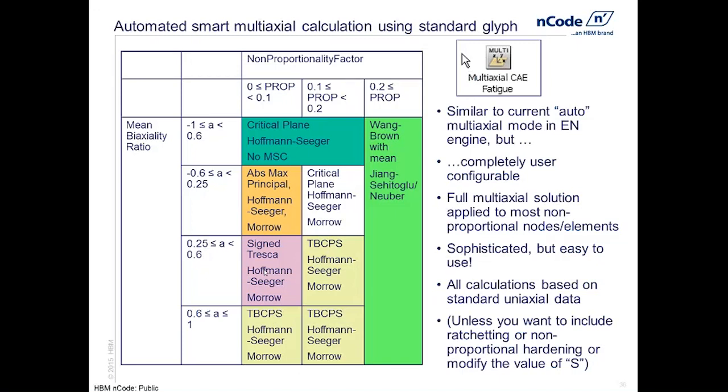So what we've done in the software is to provide you with a pre-configured glyph that does this for you. It's set up to work in a very similar way to the auto modes in the standard SN and EN engines, but for the most multi-axial cases, for the most non-proportional cases in particular, it will use the multi-axial EN engine. So that's when the non-proportionality factor is over a threshold value. It's all user configurable, so you can change the configuration.